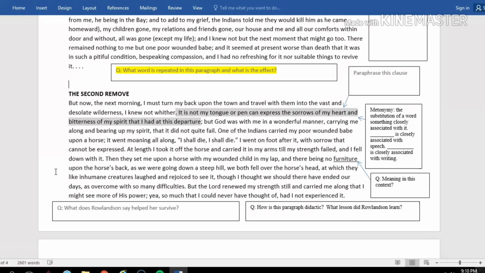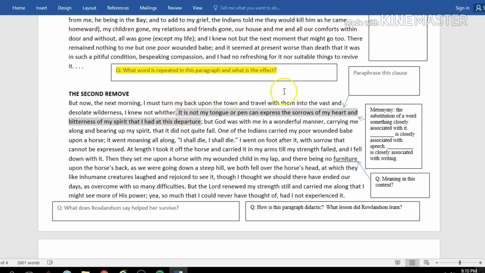Then they set me upon a horse with my wounded child in my lap, and there being no furniture upon the horse's back, as we were going down a steep hill, we both fell over the horse's head, at which they, like inhumane creatures, laughed and rejoiced to see it. Though I thought we should have ended our days, as overcome with so many difficulties. But the Lord renewed my strength still and carried me along, that I might see more of his power, yea, so much that I could never have thought of had I not experienced it.